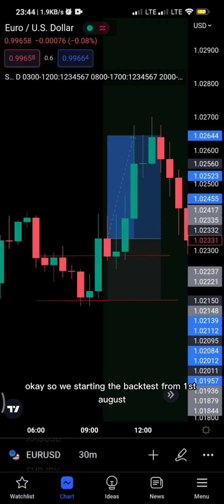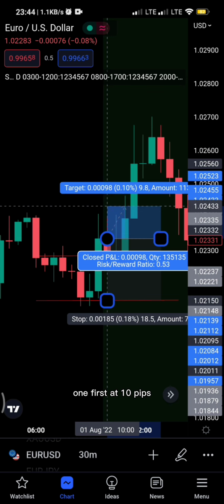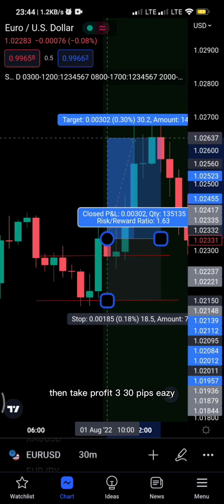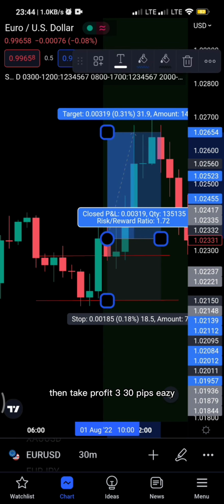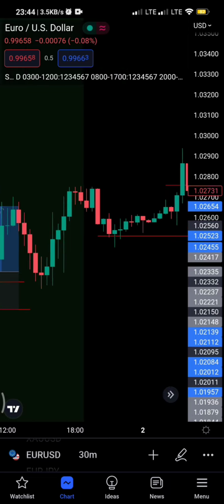Okay, so we're starting the backtest from 1st August. This is the first trade. Stop loss 18 pips, take profit 30 pips. In this strategy you want to have your take profit 1 at 10 pips, take profit 2 at 20, then take profit 3 at 30. Easy. Let's go through more examples so you can get a hang of it.